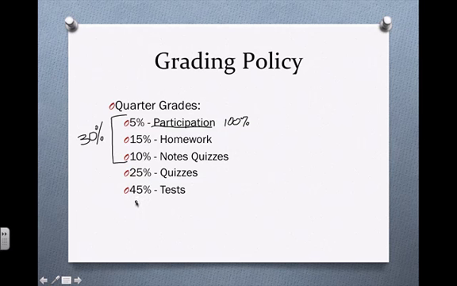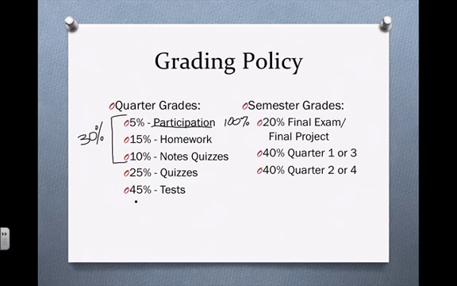Okay, so now that we know what the quarter grades are, let's figure out your semester grades. Your semester grades are going to be made up as follows. 20% of your semester grade will be a final exam or a final project. This final project occurs only in the second semester.